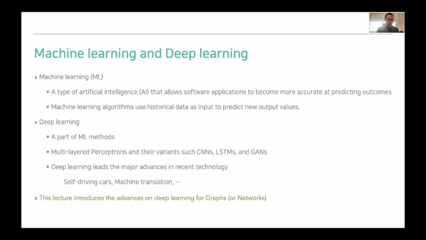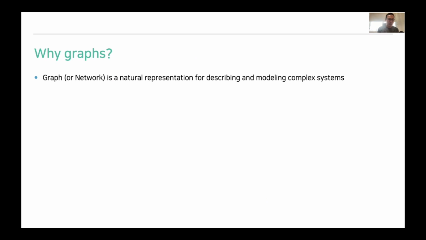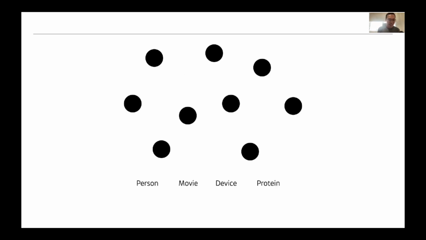And in this lecture, we try to focus on the advances of deep learning, specifically for graph or network data. So why graph data? Why is it important? Graph is a natural representation for describing and modeling complex systems. So this is an example. Each single dot represents a person, movie, device, or protein, for example.